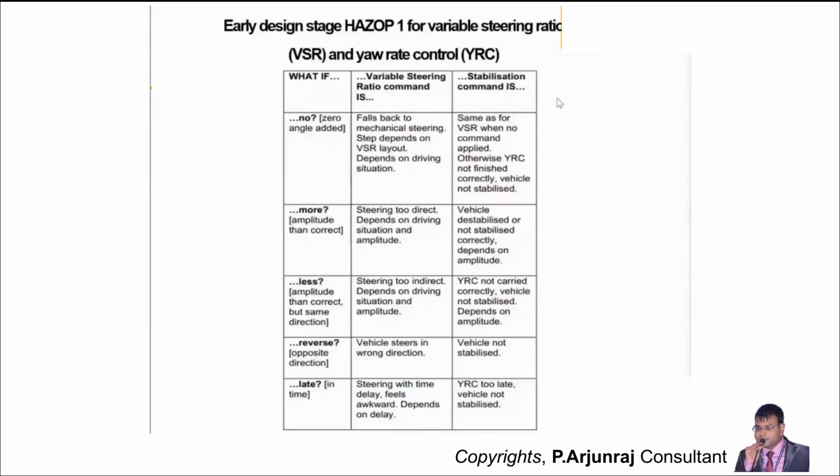As a first step, we need to look at the difference between the forward and feedback system at the vehicle level or system level. When I say system level, you have two parameters: one related to variable steering ratio, and another with respect to the yaw rate control. When you go for an early design stage, considering HAZOP for a YRC or a VSR, you need to consider some things.